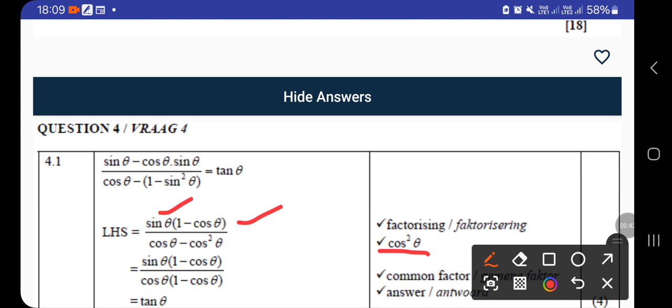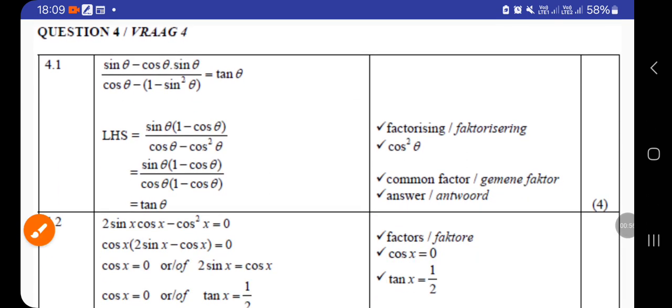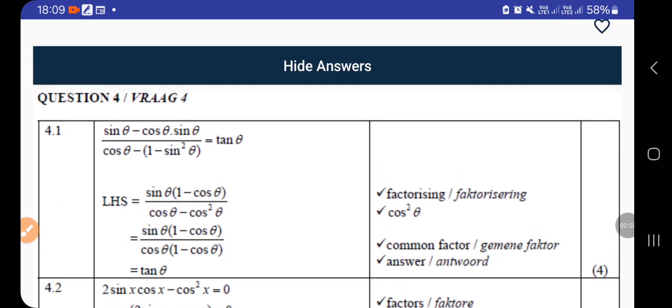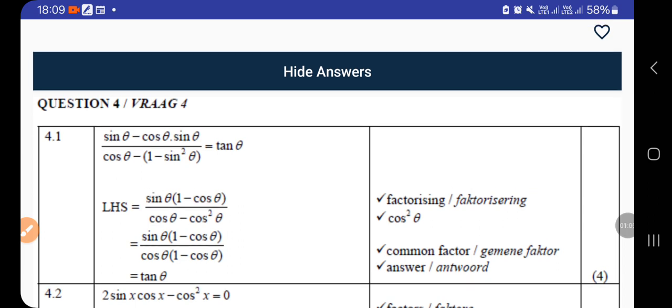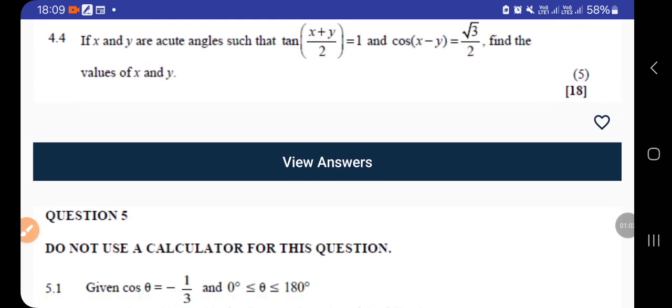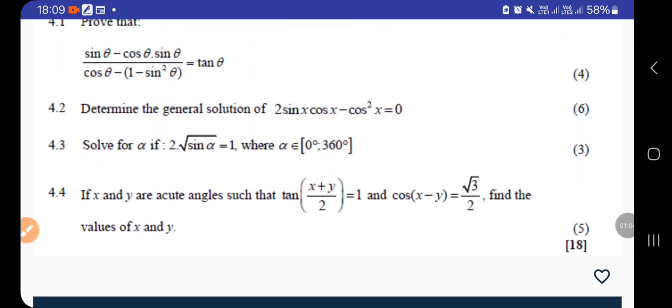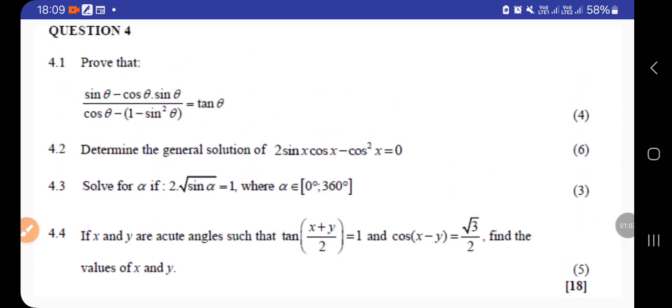Then they had take out cos theta in the denominator. Then they had 1 minus cos theta. Hence, this two then divided into each other. Then they had tan theta, and that's where you score your full 4 marks in this case here. So yeah, this is your memo, and let's go back to the identities part, right? Which is this one here.